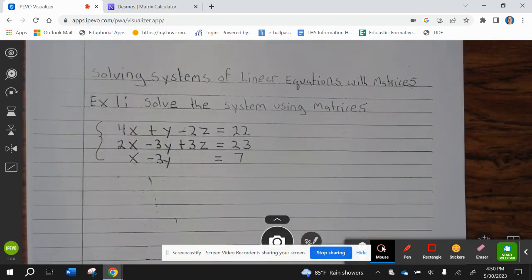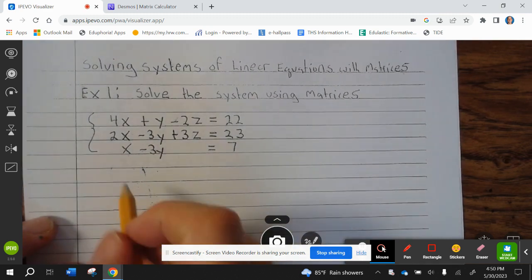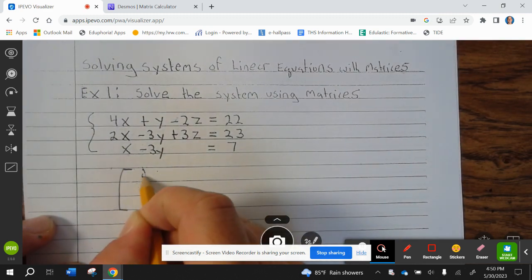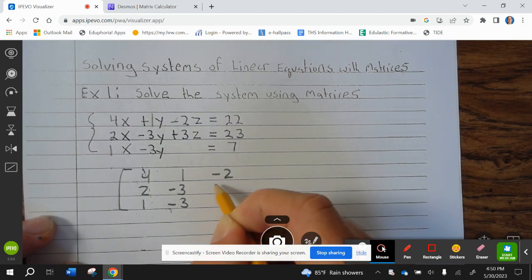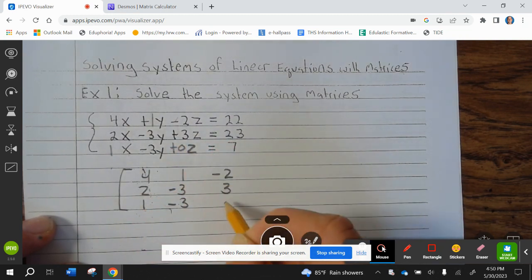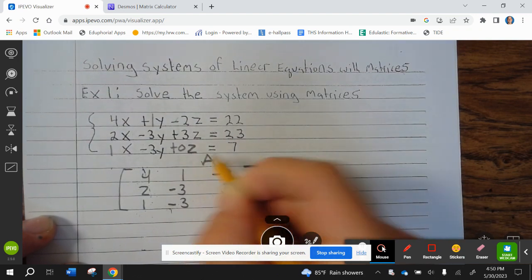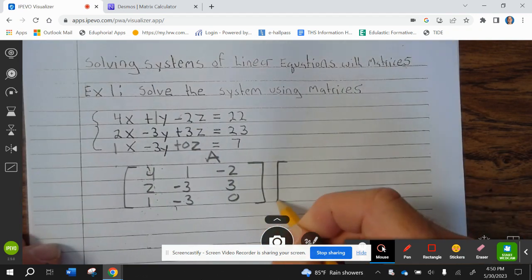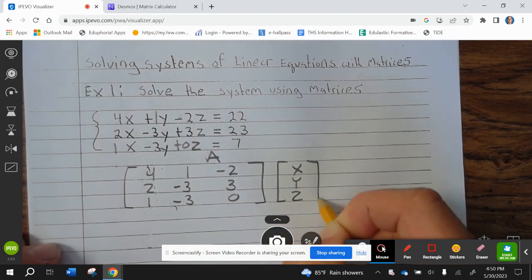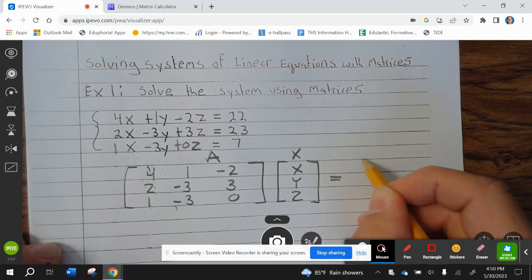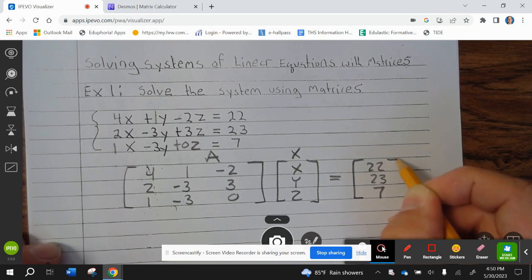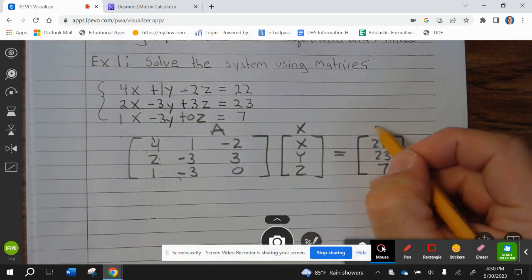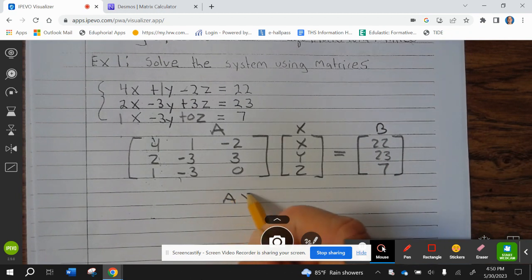Example 1. Solve the system using matrices. First, let's convert it to a matrix. So we have 4, 2, 1, 1, negative 3, negative 3, negative 2, 3. Technically, that's plus 0z, so that's 0. This is your matrix A. And then you have x, y, z equals 22, 23, 7. And that's B.